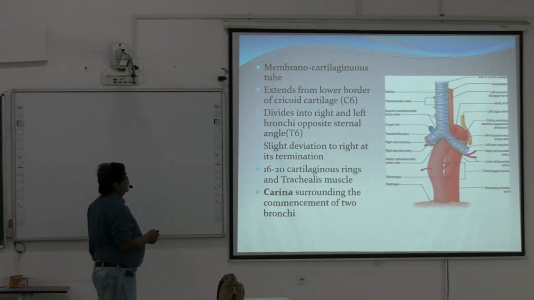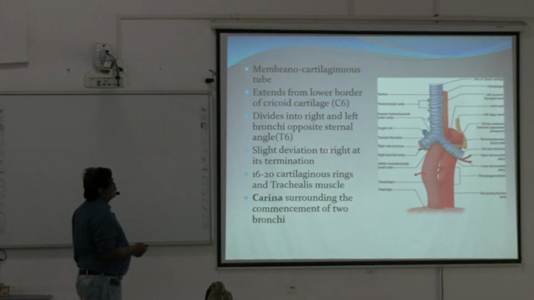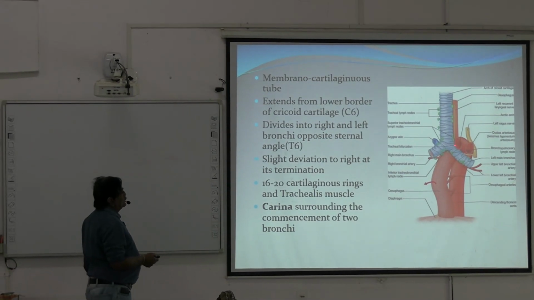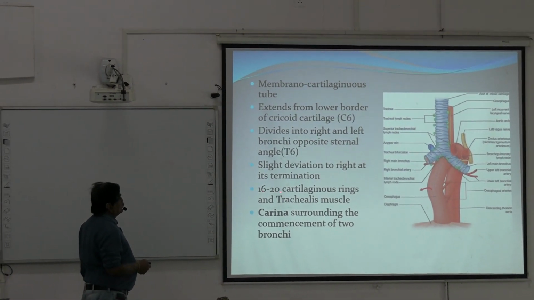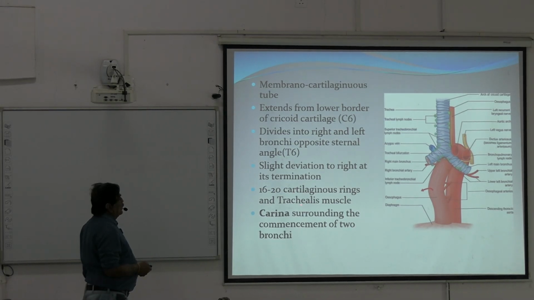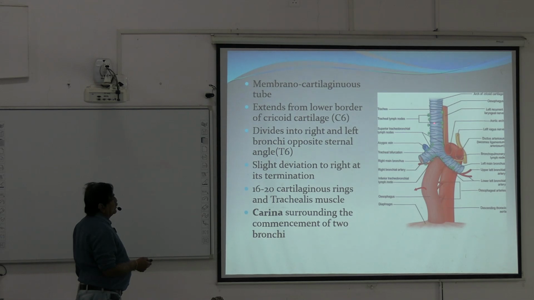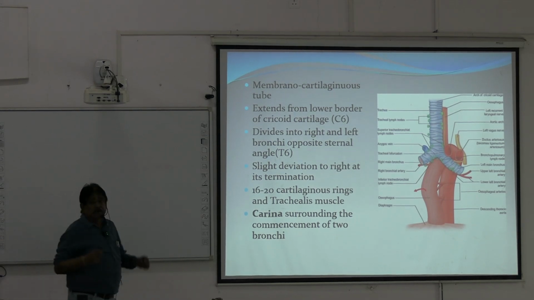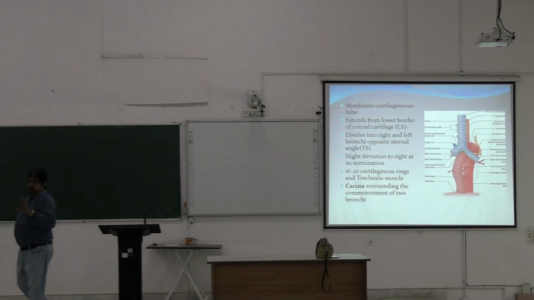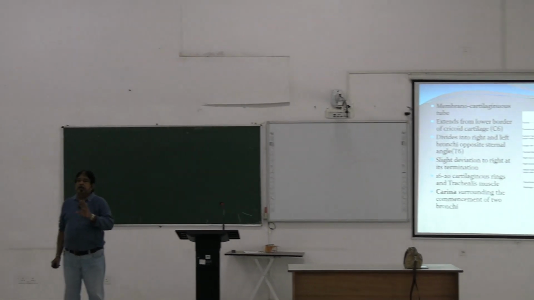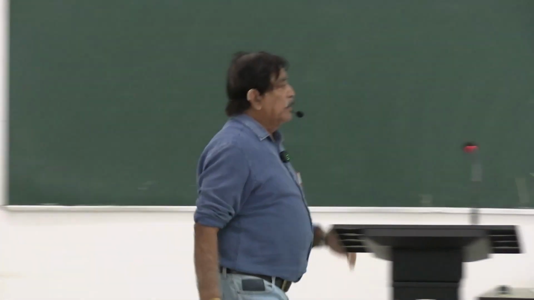The sternal angle is at the level of the thoracic 6 vertebra. Slight deviation to the right at its termination. There are 16 to 20 cartilaginous rings and the trachealis muscle on the posterior aspect. It lies in front of the vertebra from C6 to T12.